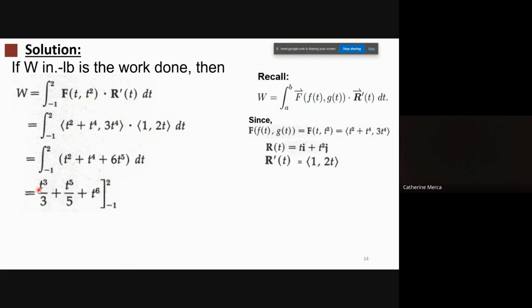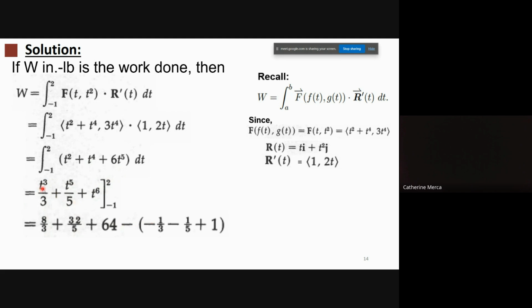That means to say it's 2 to the third power over 3, plus 2 to the 5 over 5, plus 2 to the 6, then minus negative 1 to the 3 over 3 plus negative 1 to the 5 over 5 plus negative 1 to the 6. But that should give us the following: 2 cubed is 8, so 8 over 3. 2 to the fifth is 32 over 5. And 2 to the 6 would give you 64.